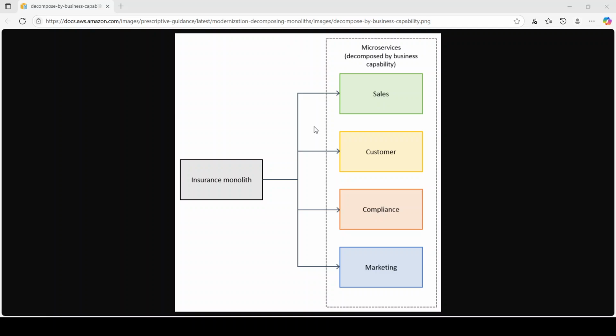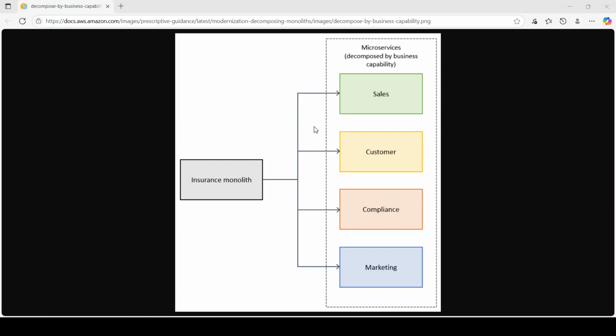So what's the solution? The solution is to move to microservice architecture. Instead of having one giant block of code, we break it into business functions. For an insurance company, the business capabilities, or business functions, might look like this. Sales is one small business function.